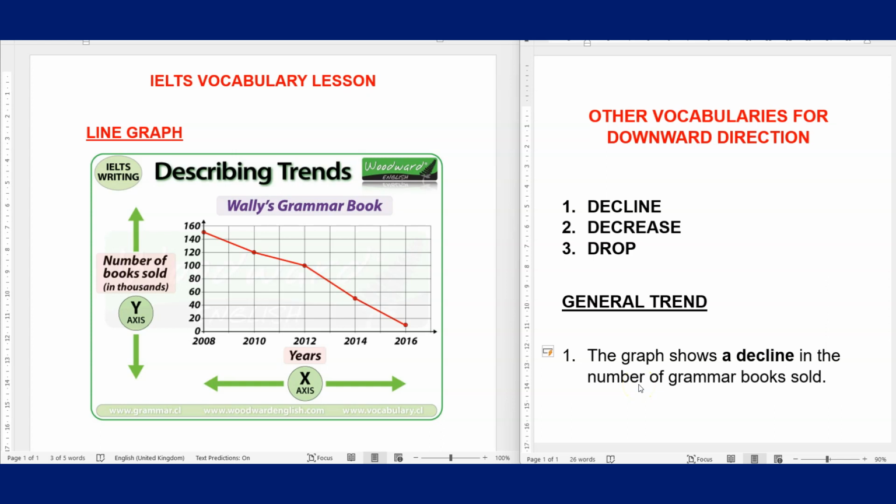We can say that the graph shows a decline in the number of grammar books sold. So notice how we used a noun in this example. We called it a decline. This information is a little bit incomplete. We need to add some time period to it. Okay, so what is the starting point here?